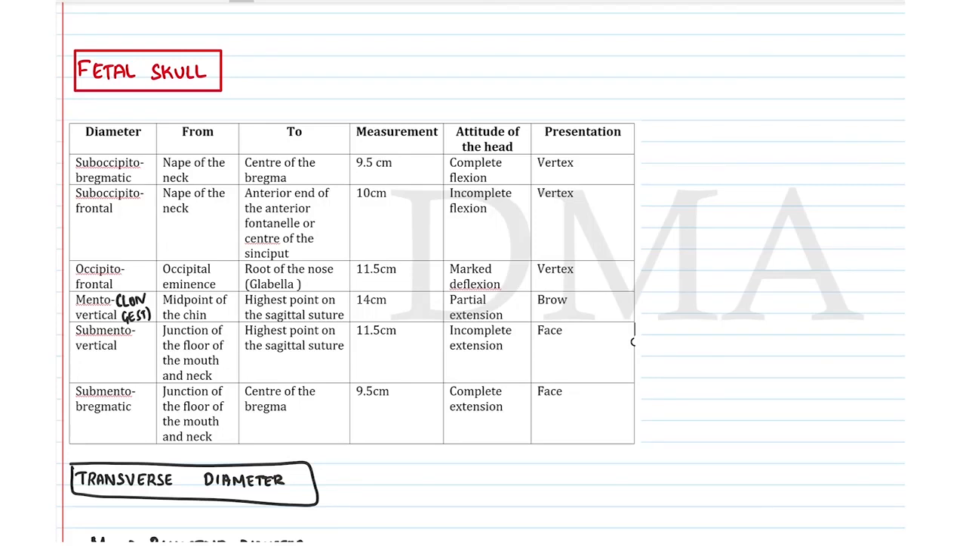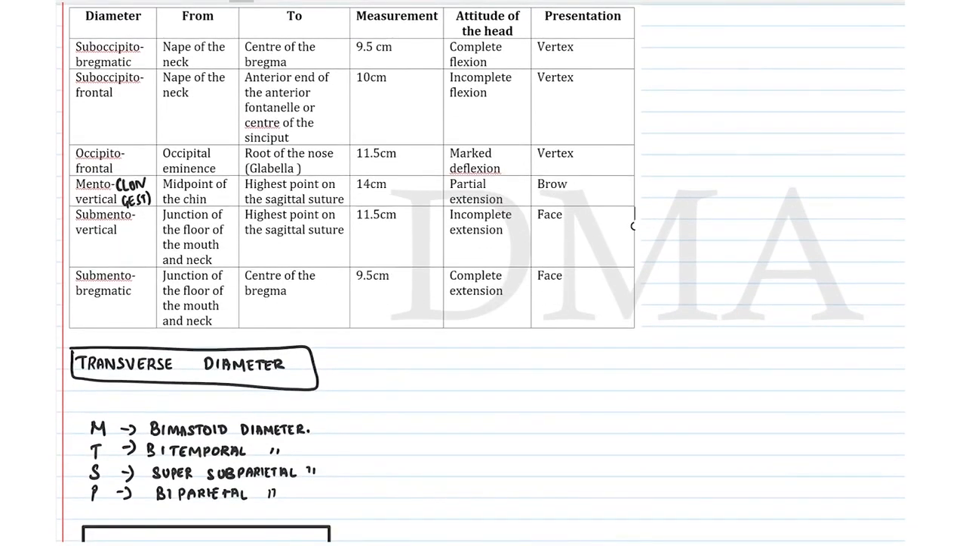So, pretty important content, people, you should never forget. For a fetal skull, the longest diameter is the mento-vertical diameter, and the second longest is the submento-vertical diameter. And face presentation is always seen with the submento-vertical and the submento-bregmatic diameter, which is your engaging diameter.